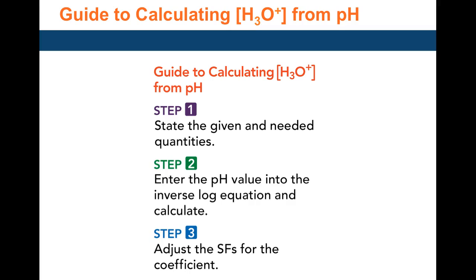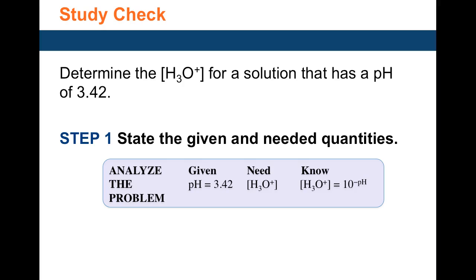Also make sure about the sig figs when you determine the H3O plus. Its number of sig figs should correspond to the number of sig figs after the decimal point in the pH value. Here there are two sig figs after the decimal point. Therefore, your H3O plus should have a total of 2 sig figs. So 10 to the negative 3.42 will give you H3O plus.